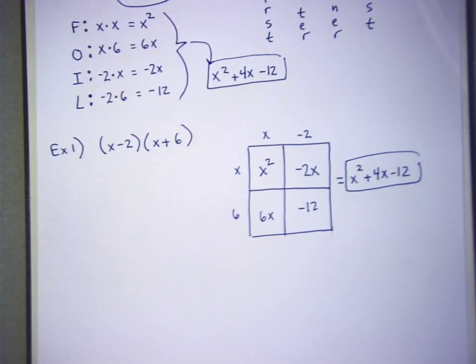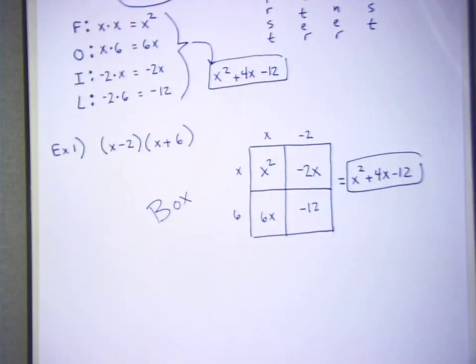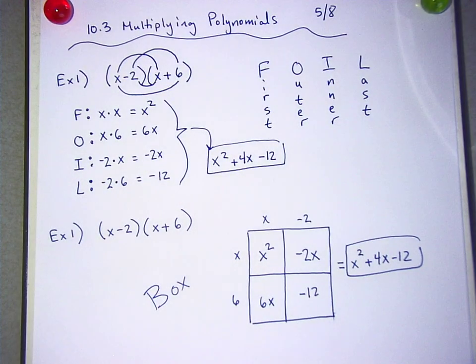So, two different ways. One way I'm calling the box method, and one way is FOIL. I don't care which way you choose to do right now. I think I prefer the box, personally, but yeah. I mean, no worry to put whatever else out of the box.